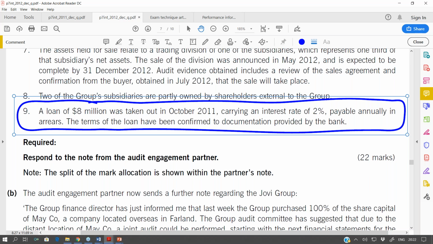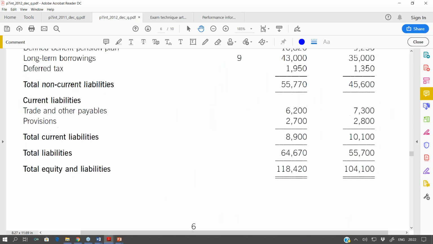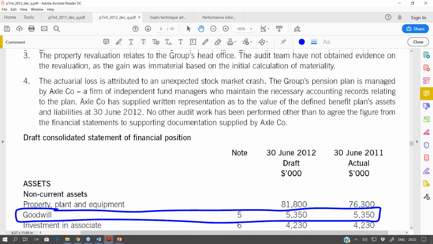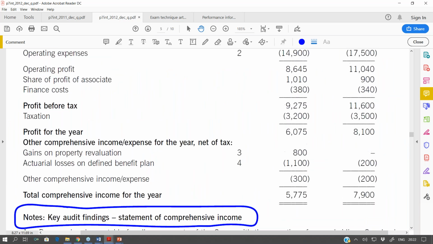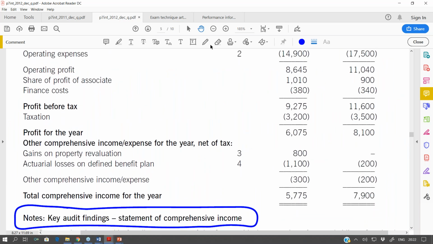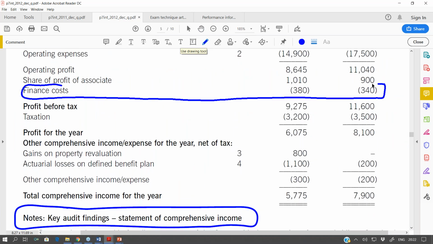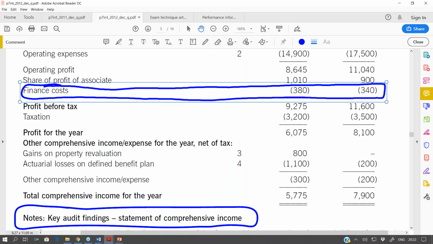Now, how much has finance cost increased? 120,000 as per your working, right? Now just go and see what's happening here. See the finance cost. See how much finance cost has increased from the last year. The finance cost has increased only by $40,000 over the last year.